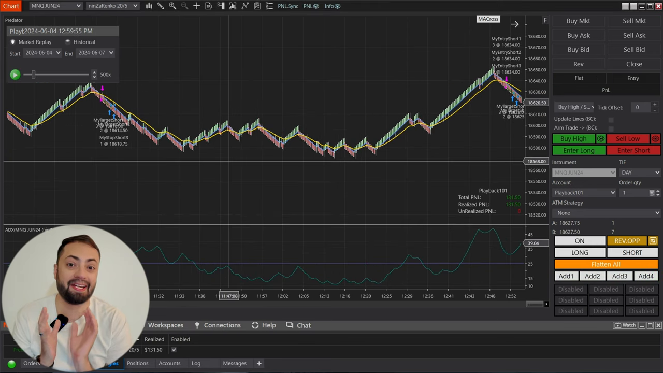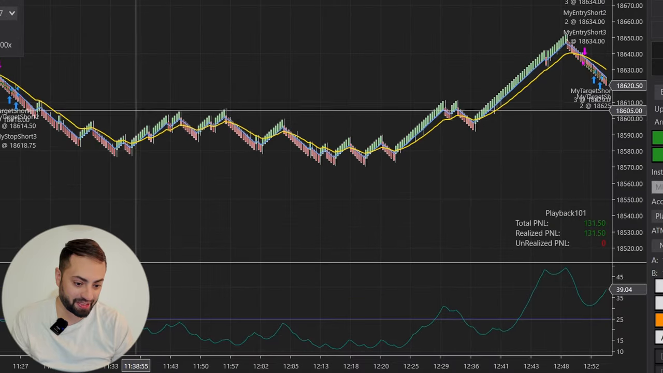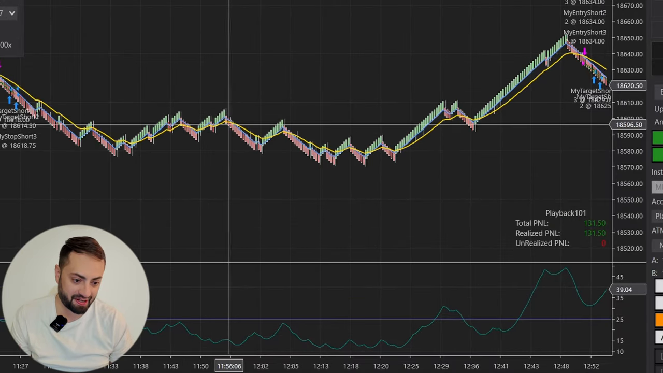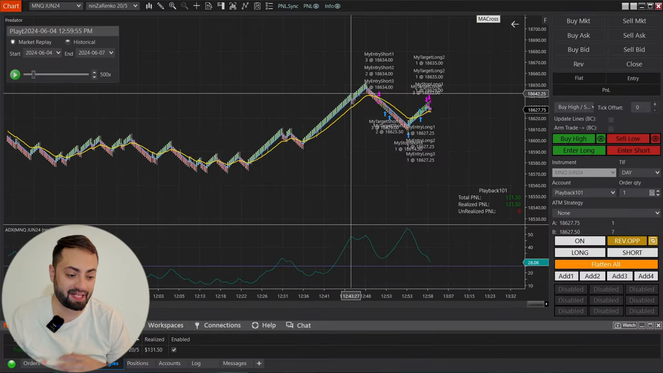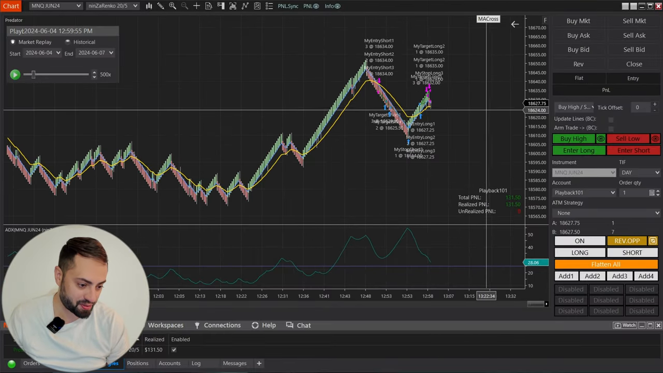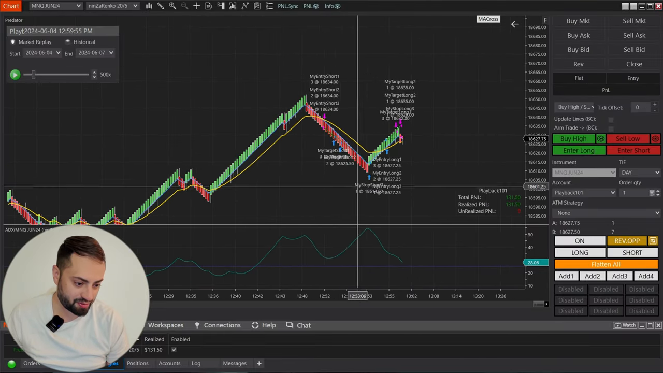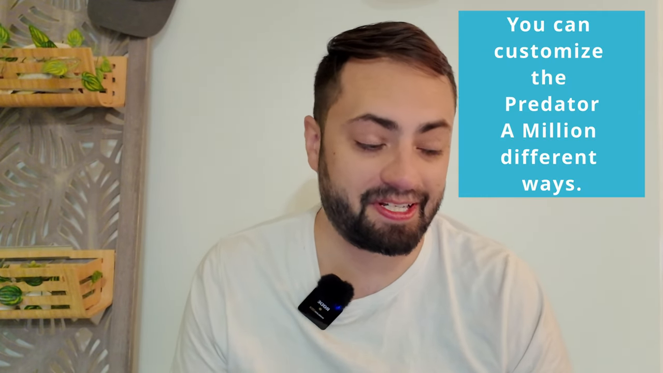So again, I just want to point out, look at all of these crossovers that it avoided. Most of these would have been losers. And then once we get actual good trends going on, we enter for some quick scalps. And again, I'm not saying trade like this. I'm just showing this as an example.